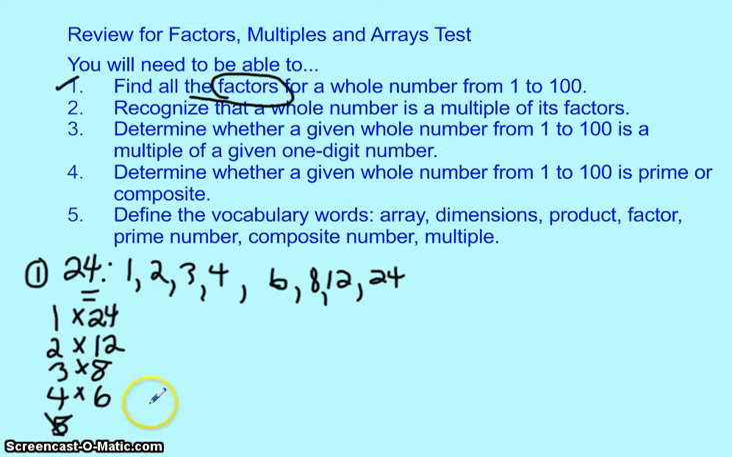Oh, but wait a minute. 6 is already in our list. We're starting to repeat. And remember, that was our sign that we can stop. We have found all the factors for 24. So the factors for 24 are 1, 2, 3, 4, 6, 8, 12, and 24. It has 1, 2, 3, 4, 5, 6, 7, 8 factors.